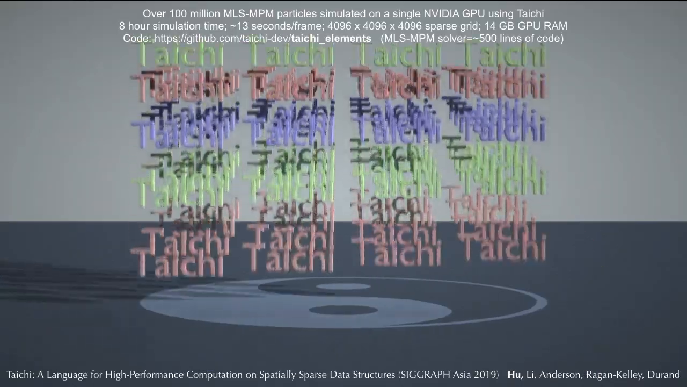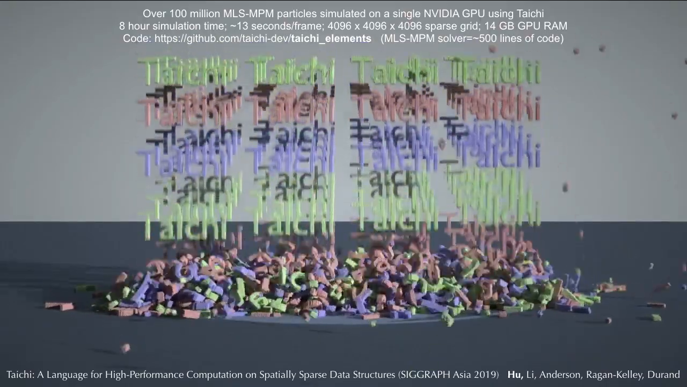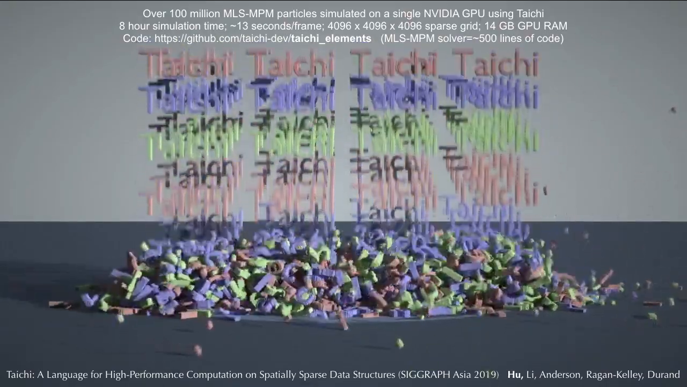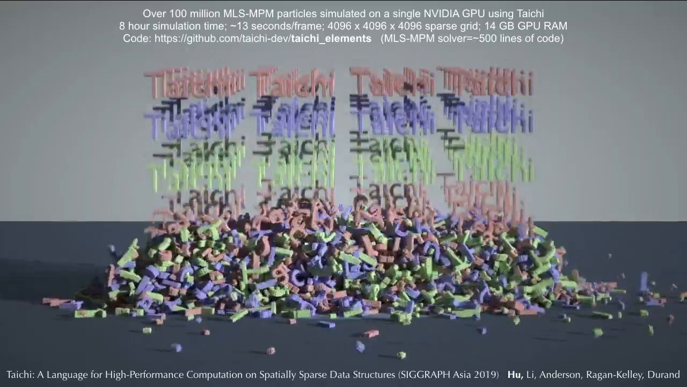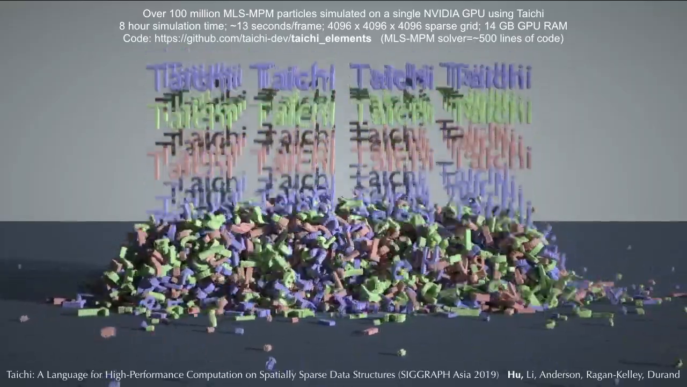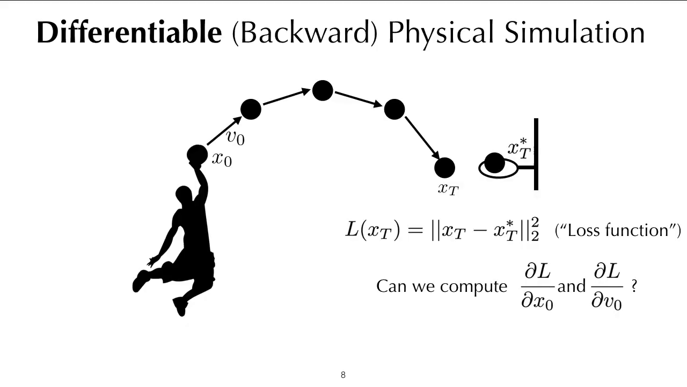And sometimes physical simulation can actually scale to very, very large scale. And here is a simulation of over 100 billion particles. As you can see, a lot of Taichi letters falling down. And Taichi is a programming language that I'm going to dive into later a little bit. So that's for forward simulation.